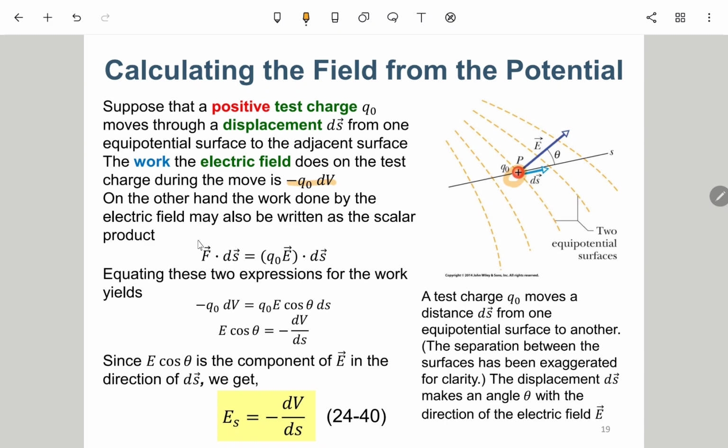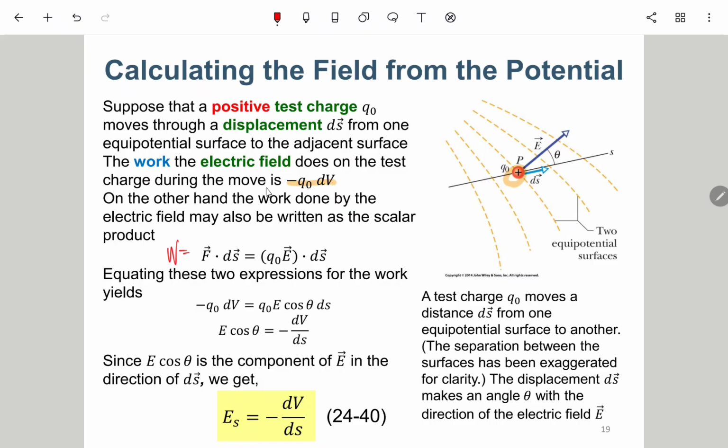In another form, the work is the force dotted with the displacement. That is one form to express the work done. Another way: F equals QE, the Coulomb force, the definition of the E field. So F equals Q0E, dotted with ds. This is the work done in one way. The other way is negative Q0 dV.